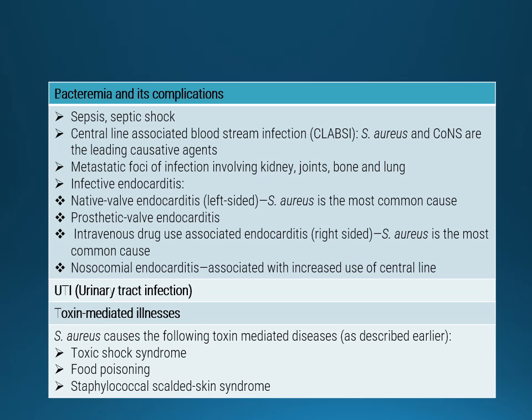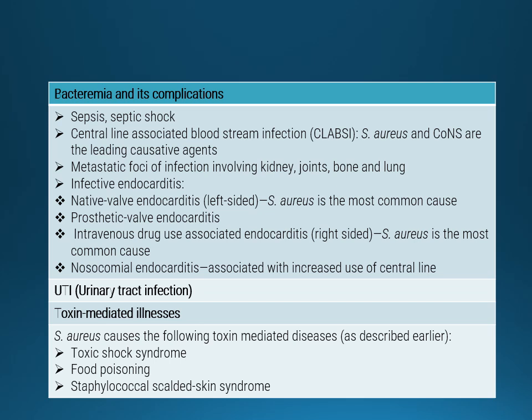So there will be a massive stimulation of the T lymphocytes and massive release of the interleukins, which will affect the various organs, and the patient can end up in shock. Multiple organ failure can also occur. So that is the toxic shock syndrome, which can be caused by the toxins secreted by Staphylococcus aureus.